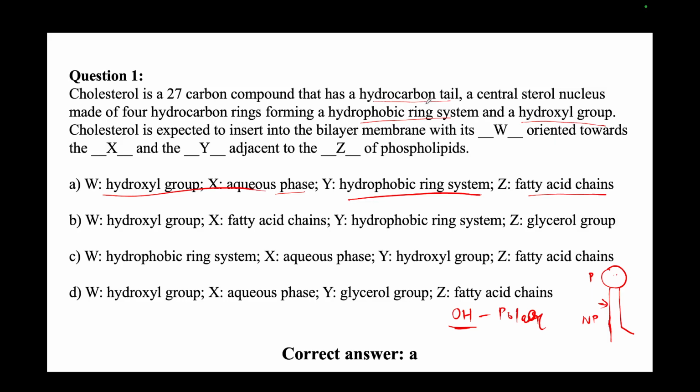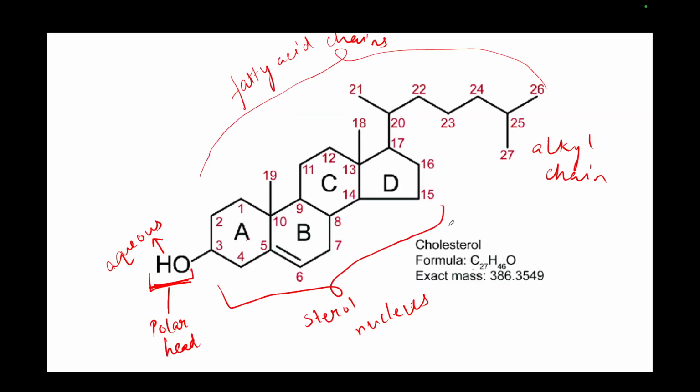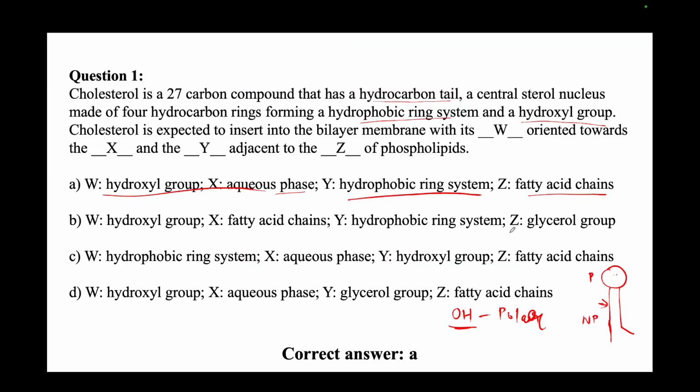Okay, so we have the sterol nucleus, we have the hydroxyl group, and we have the alkyl chain. Cholesterol has 27 carbons. We saw the hydrocarbon tail. We saw the sterol nucleus, which is made of 4 fused rings, and the hydroxyl group. Okay, so this is the structure of cholesterol, and the structure and the molecular mass of cholesterol is important. You should try to remember it. Okay, this question is clear.